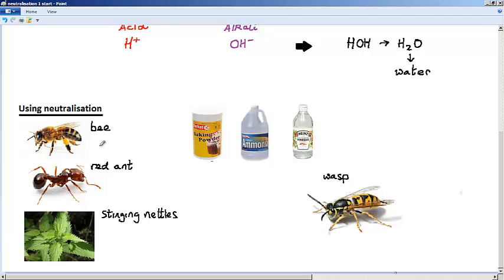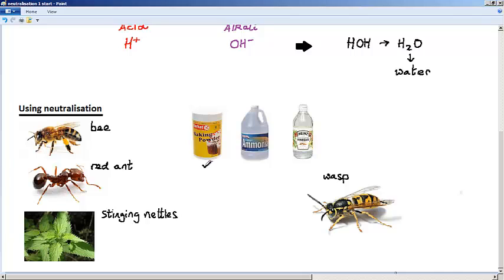Now, the bee, red ant and stinging nettle, they all inject into your skin a type of acid, and that can be quite unpleasant. So if you get stung by these, then you want to neutralize the acid with an alkali. And these are 3 common substances that you might find in your kitchen, and 2 of these are alkalis. So to neutralize the sting in these cases, you would use, for example, baking powder.